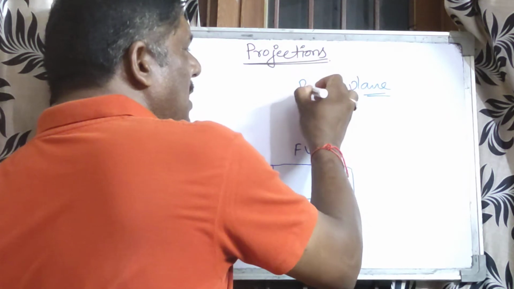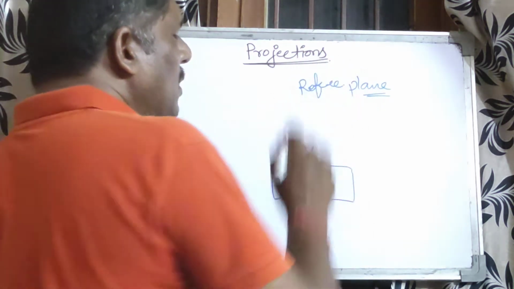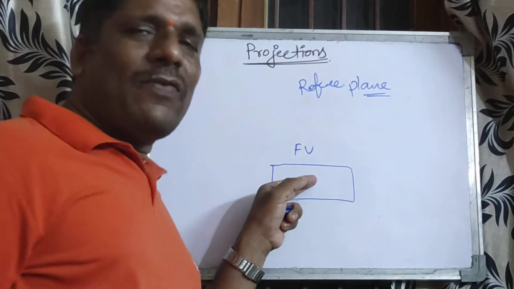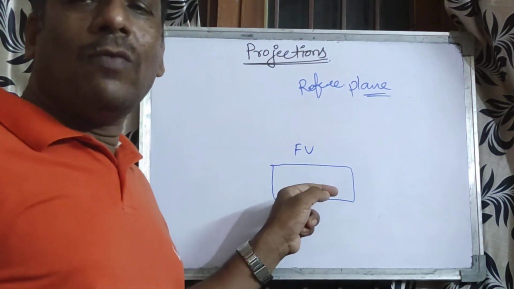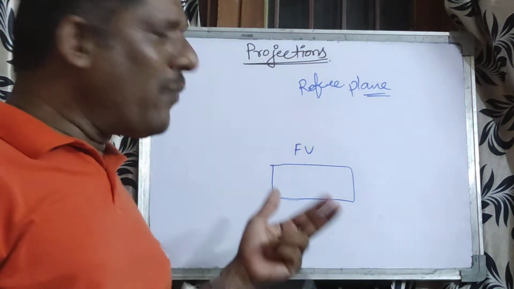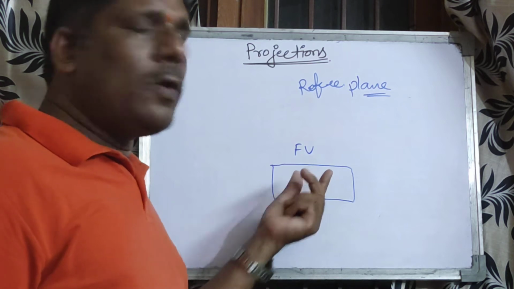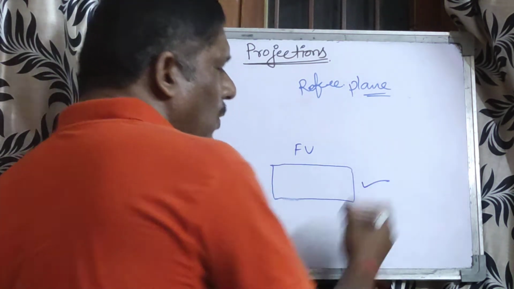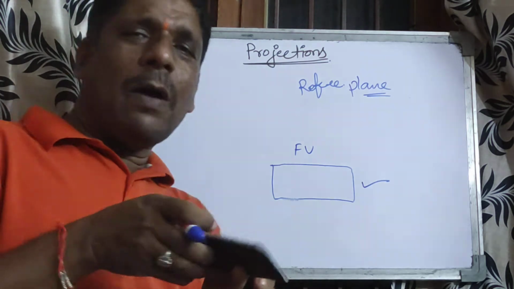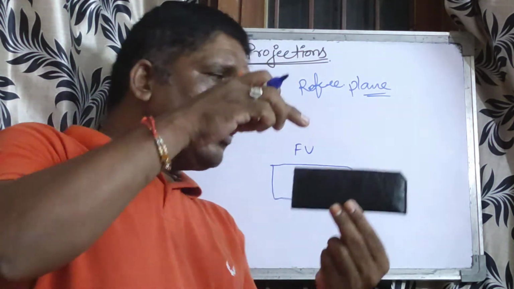Reference plane, or we can call it the reference plane. So it is projecting on the reference plane. So that is the front view. Why? Because you are observing from the front, so the front view is visible. Okay, so this is the front view. Very good.